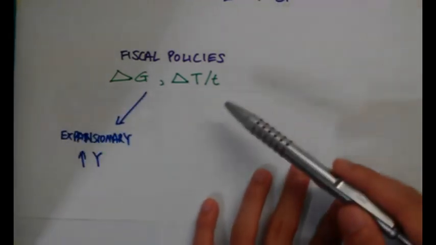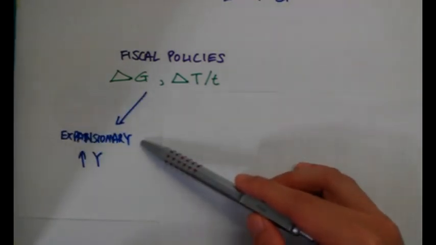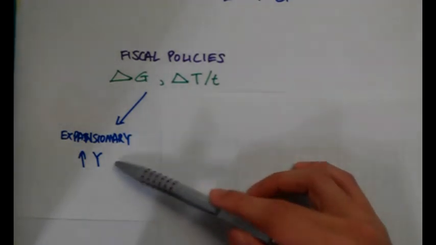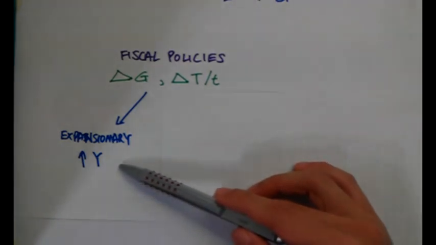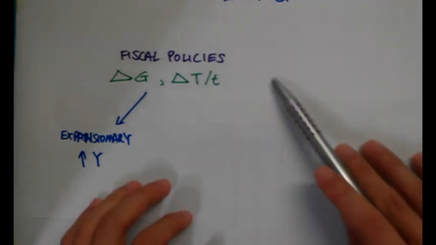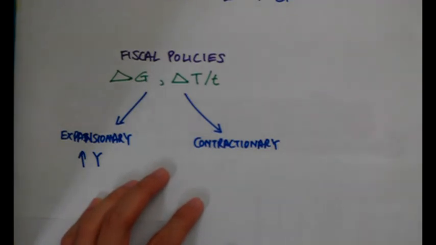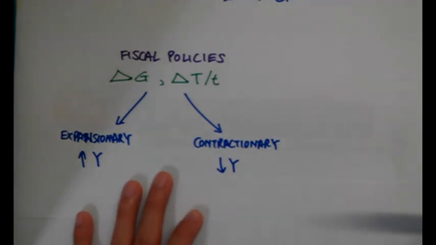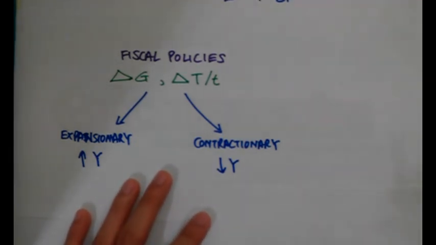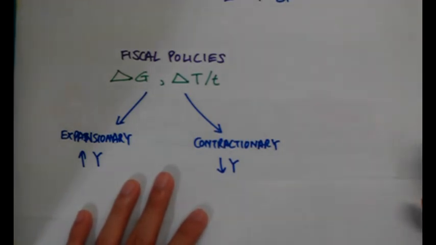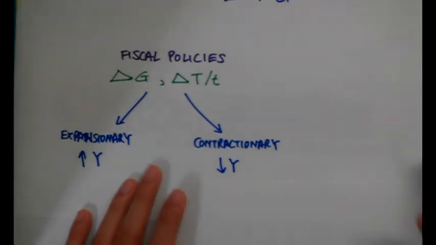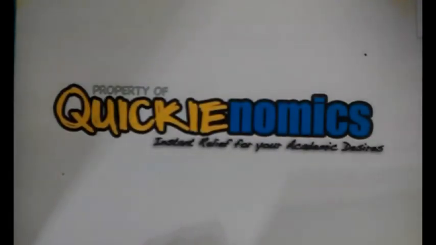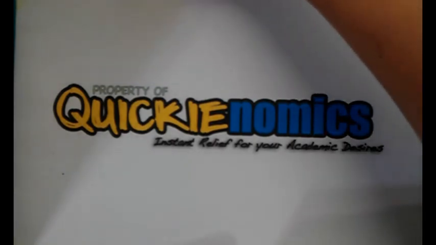We can use fiscal policies for expansionary purposes. When we want to expand the economy using fiscal policies, we call it an expansionary fiscal policy, to increase growth. Every economy has a goal of increasing growth. It can also be contractionary, which means I want to decrease my output. Why would an economy want to decrease its output? It is because we want to fight things like inflation. Inflation is not necessarily a good thing. We'll be learning this in the later chapters, but there is such a thing as a contractionary fiscal policy.